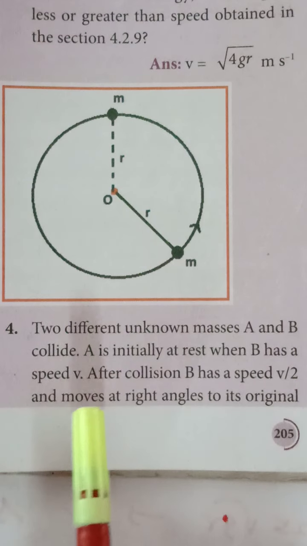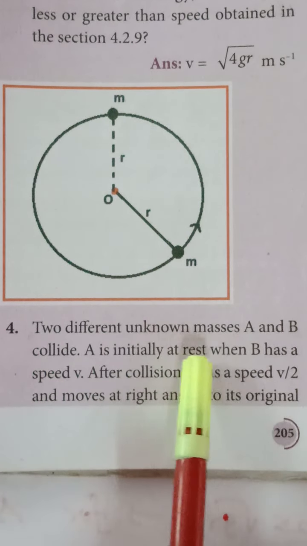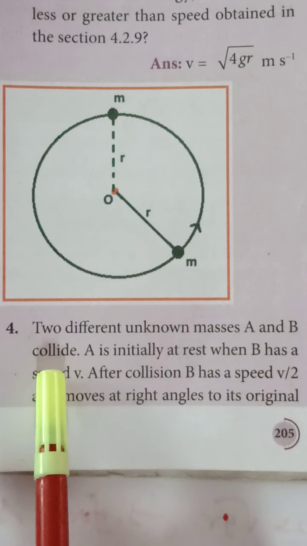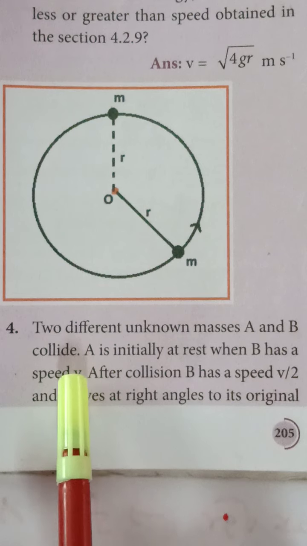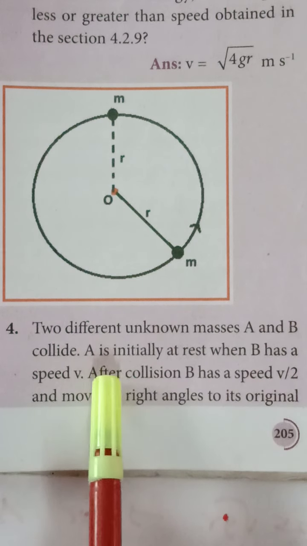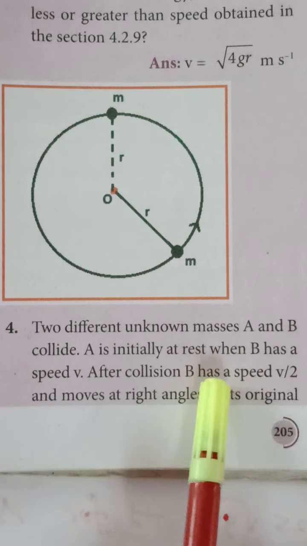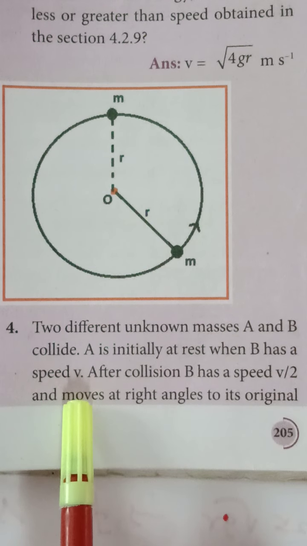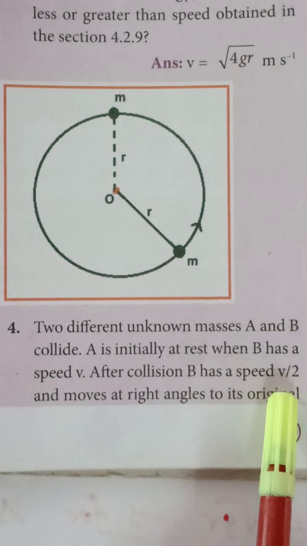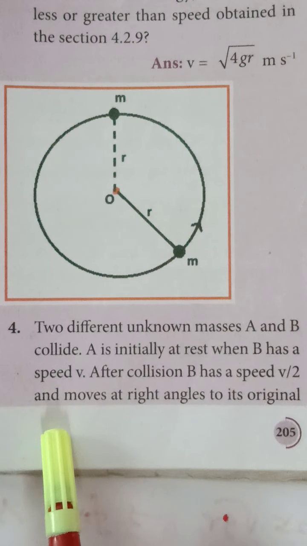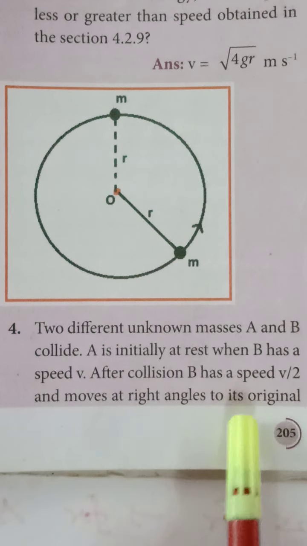Fourth problem. Two different unknown masses A and B collide. So both come toward each other and the collision occurs. A is initially at rest when B has a speed v. After collision, B's speed is reduced by 2 times, that is v by 2, and it moves at right angles to the original direction.